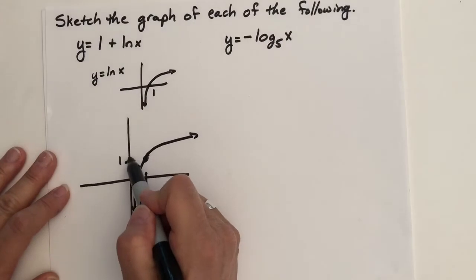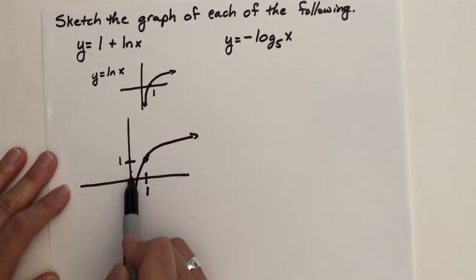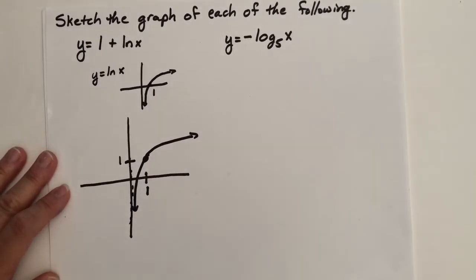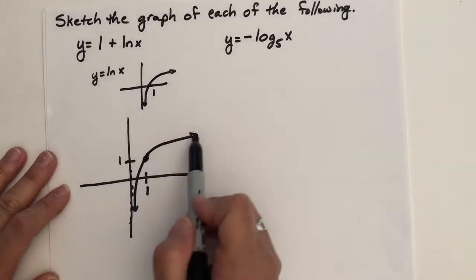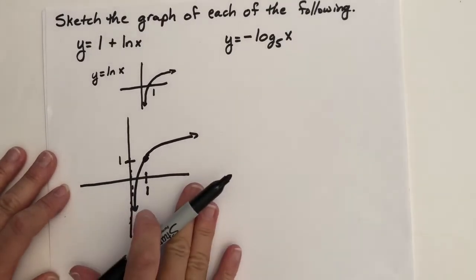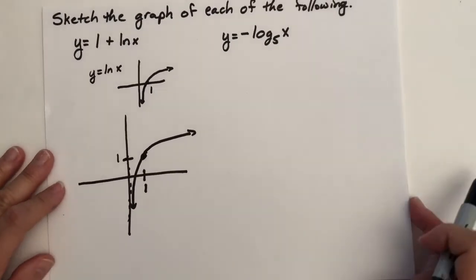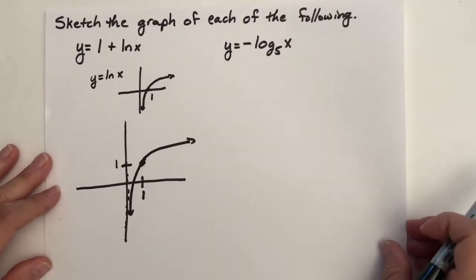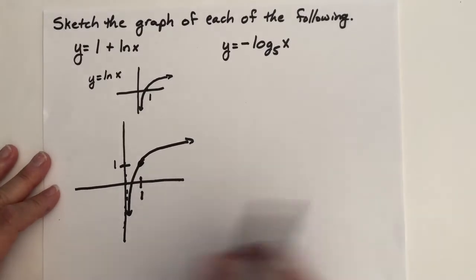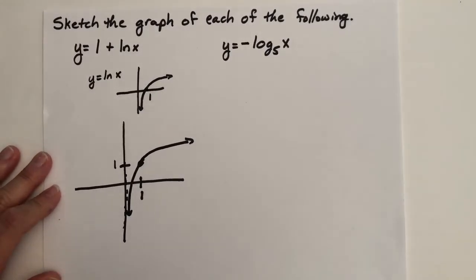Notice the vertical asymptote is still on the y-axis. That's why I didn't draw it in. This point's really important. My general shape is right. And that's pretty good. If your teacher or the problem you're doing calls for a more precise graph, then plot another point. Let's move on to this one.